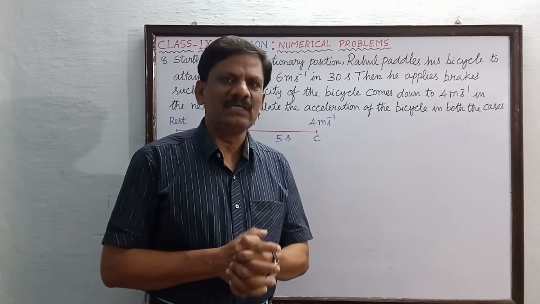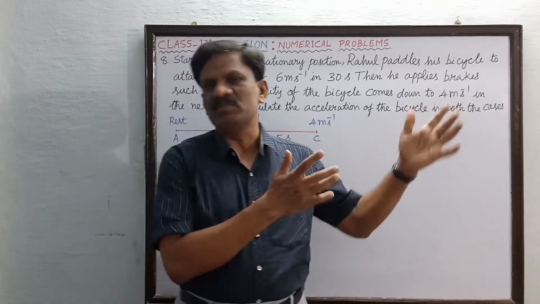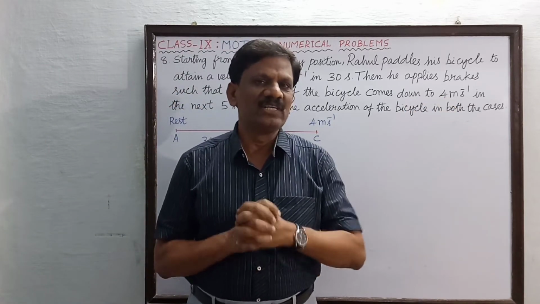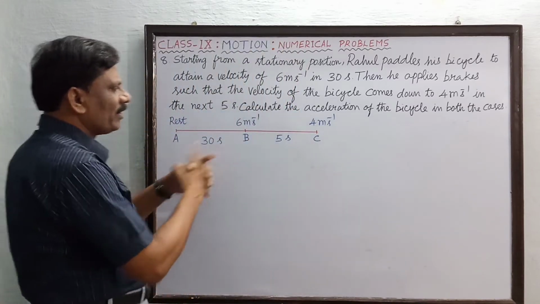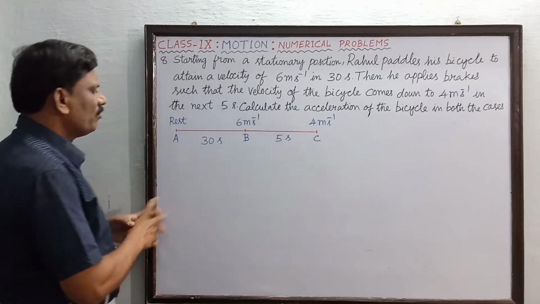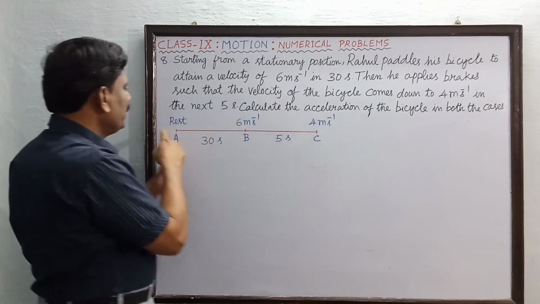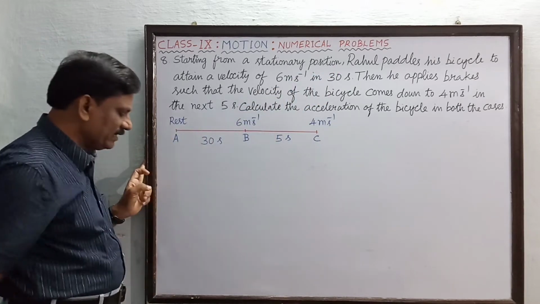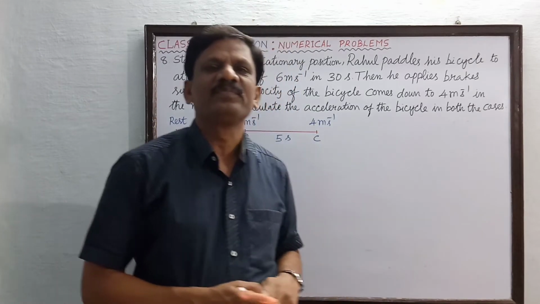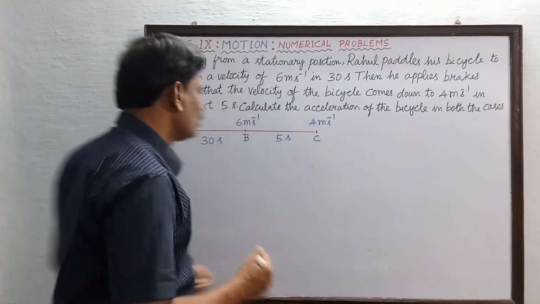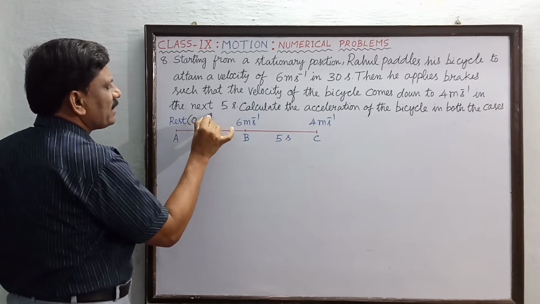The problem is giving two situations. In the first situation, Rahul starts his bicycle from a stationary position. Stationary position means he is initially at rest. So we will divide this problem into two steps. First, he is pedaling his cycle from A to B. Initially he is in a stationary position, that means he is at rest. So at rest, what is his initial velocity, you tell me? Yes, 0. So here his velocity is 0 meters per second.